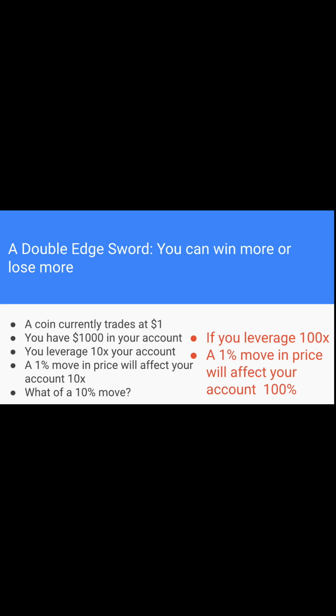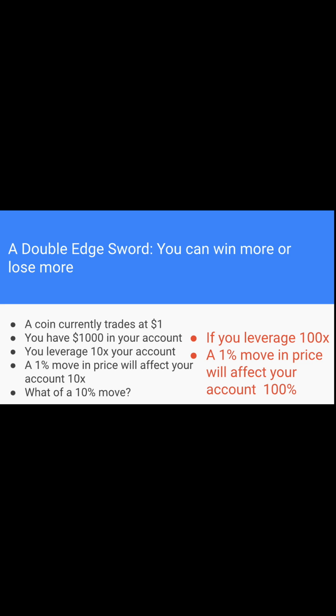Yeah, you chose 10x as your leverage, and then the coin drops by 10%. If that coin eventually drops by 10%, you're going to lose everything you have. You're going to lose all of your capital in that trade. Because how? This is it.